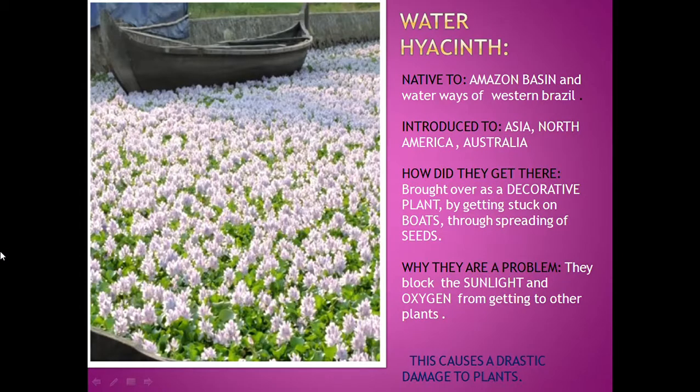Now let us have a glance at a few examples. The first example is water hyacinth. They are native to the Amazon basin and western Brazil. They were introduced to Asia, North America and Australia. They were brought as a decorative plant on boats. The problem they created is they block the sunlight and the oxygen from getting to the other plants. This plant causes dramatic damage to the plants.